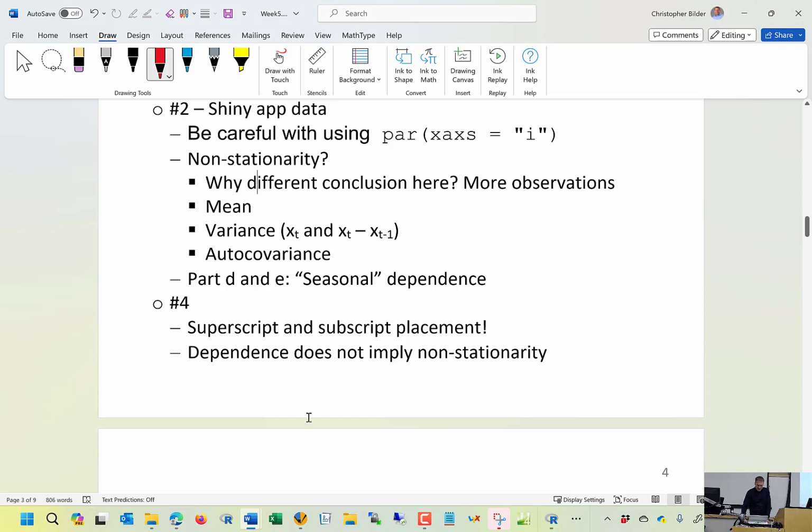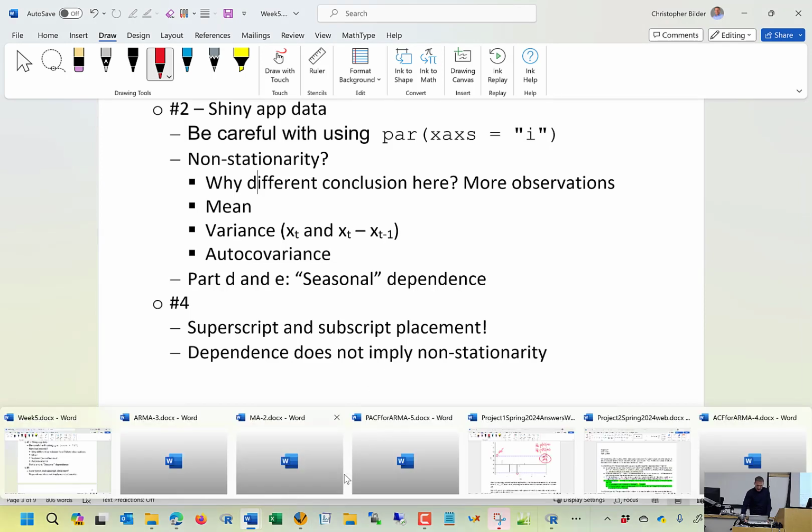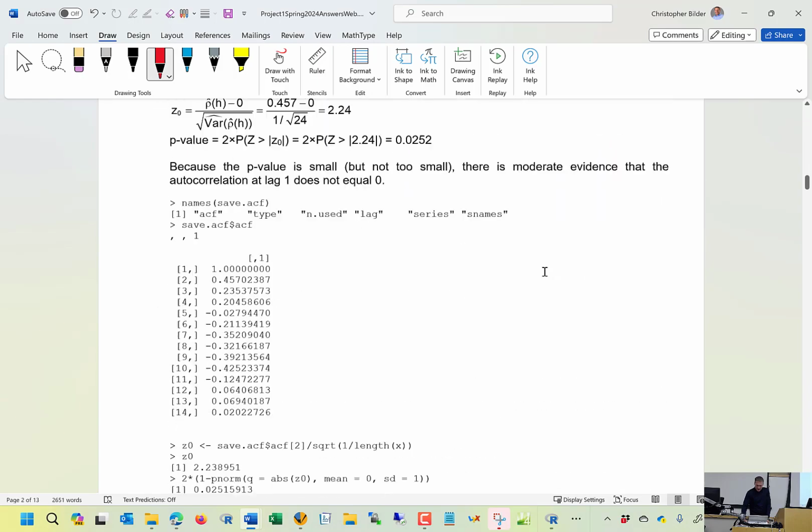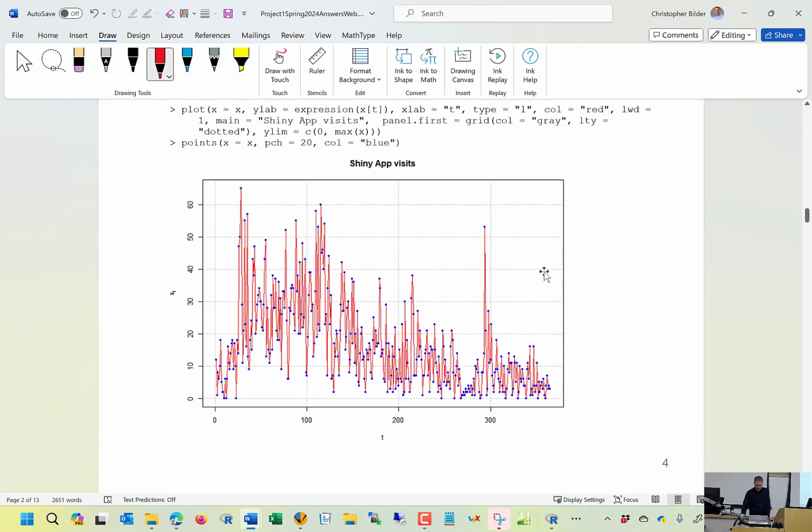And let's take a look at the ACF plot. Let's look at the plot of the data over time for the shiny F. So do we have non-stationarity in the mean based upon what you see here? There's definitely more evidence of it than what we had in the previous earthquake example.